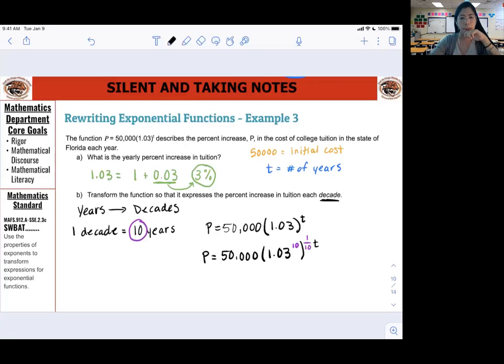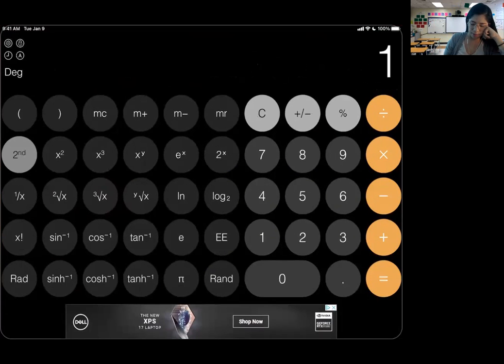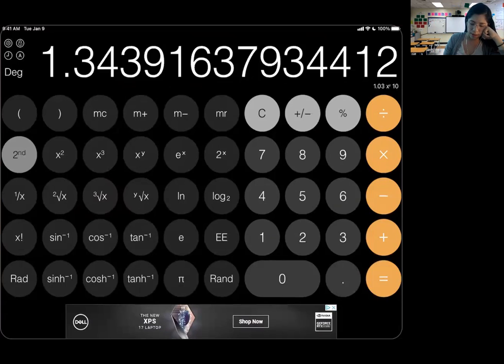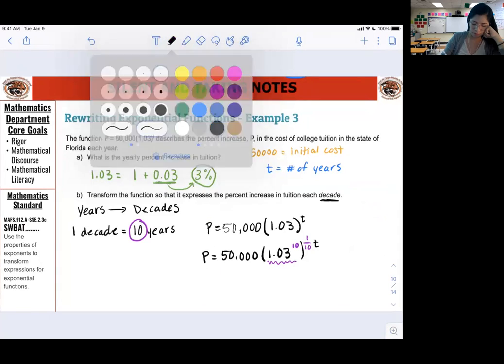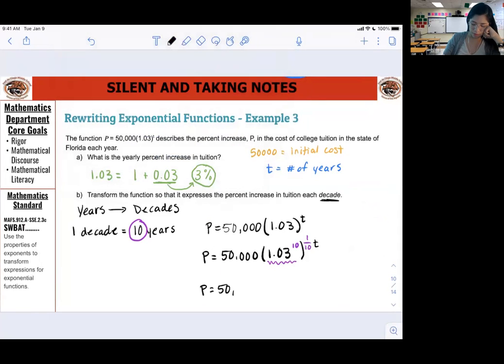So what's my final step? Simplify inside the parentheses. Good. So I take this. Let's go to my calculator, 1.03 to the power of 10. This is a little bit easier this time because now I don't need parentheses. I can just go with the 10. So I got 1.344. 1.344 to the power of 1/10 t.